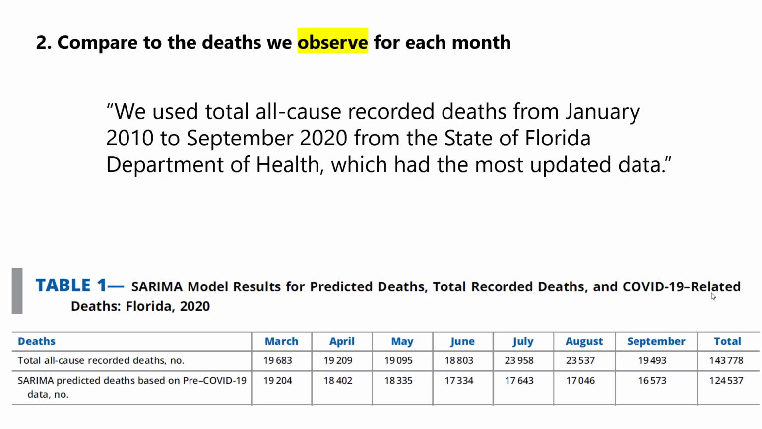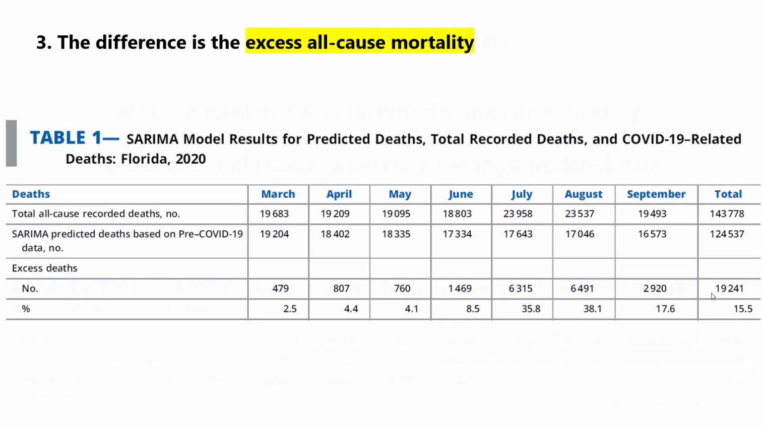So now we've got what we observed, what we expected, and as you can imagine, the next step is let's take the difference and call this excess mortality. And that's what you see down here, right? They simply subtracted these two numbers and they said, well, these are, again, for any reason that a person died, these are the number of excess deaths we observed in Florida by month. And here's the percent excess deaths that we observed.